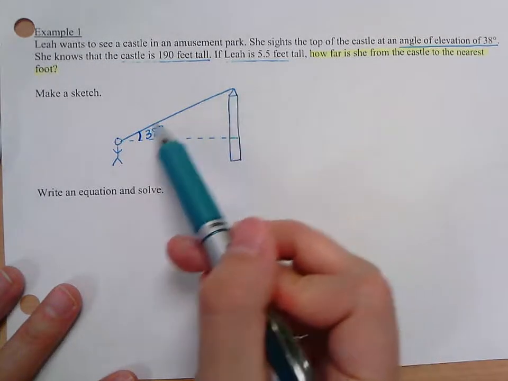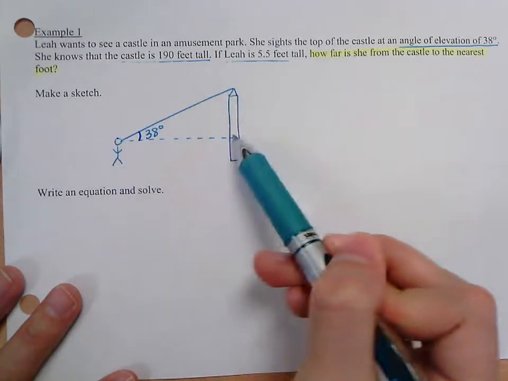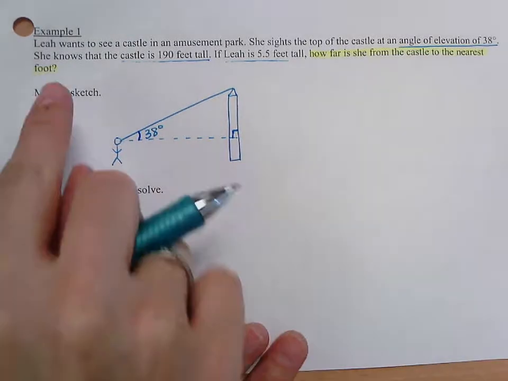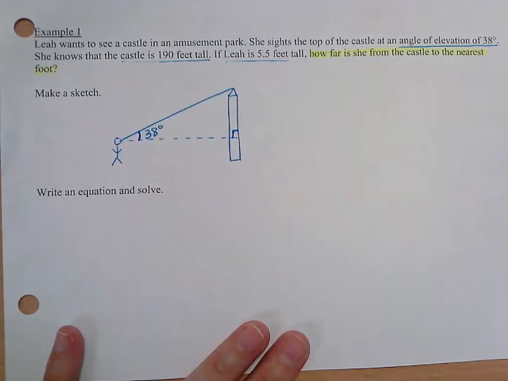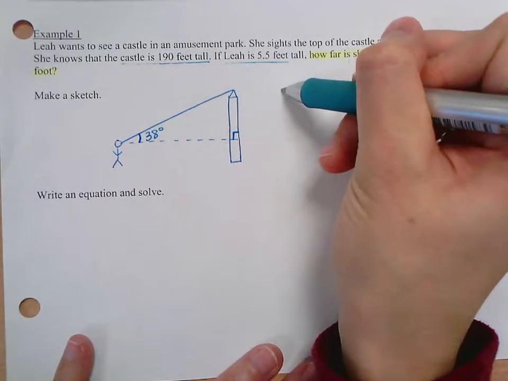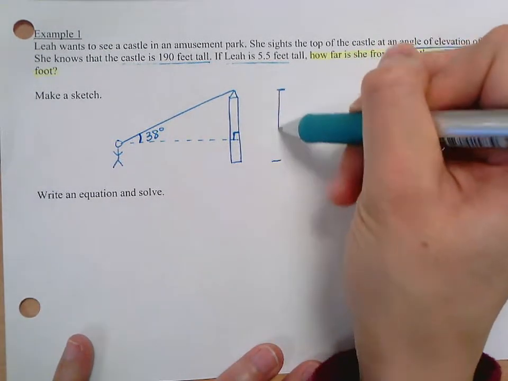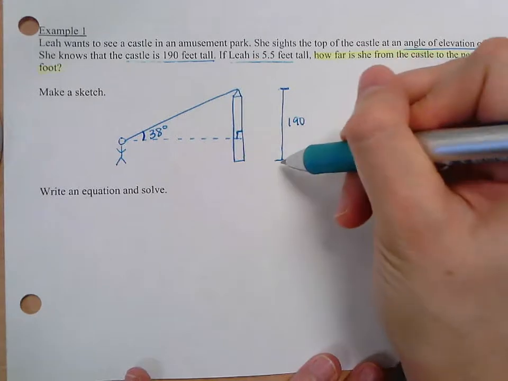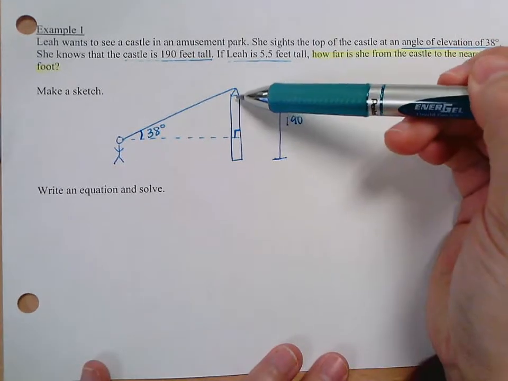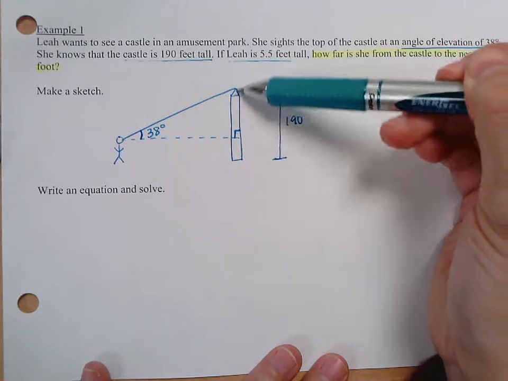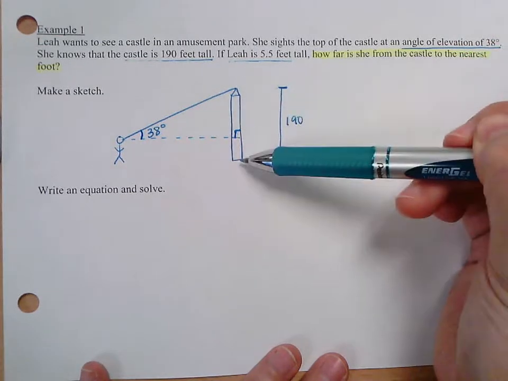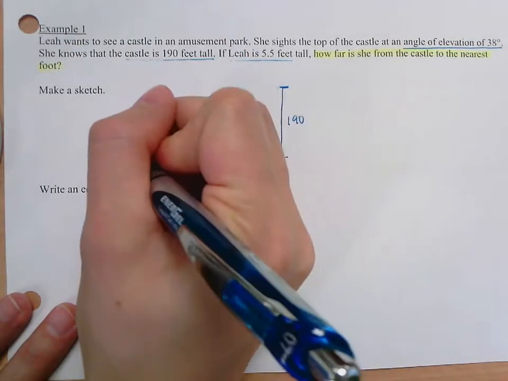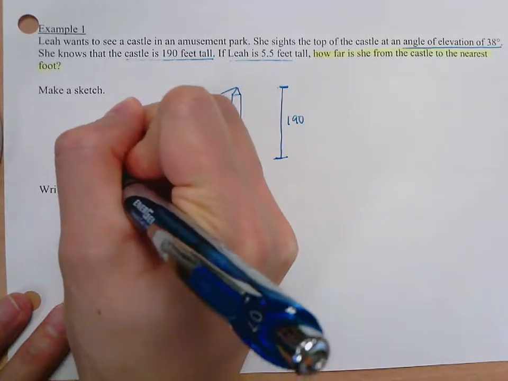Okay, but now you can see here's your right triangle. Your 90-degree angle is over here with the castle. Then it says she knows the castle is 190 feet tall. So I'm going to draw this over here. I know from top to bottom, this is 190 feet. However, hopefully you notice this by looking at the triangle. This side of my triangle is not 190. From here to here, that's 190. So it does give us Leah's 5.5 feet tall. So I know her height over here, this is 5.5.